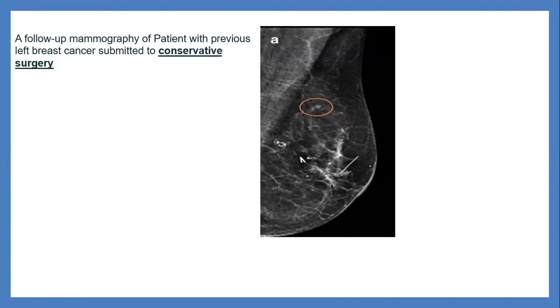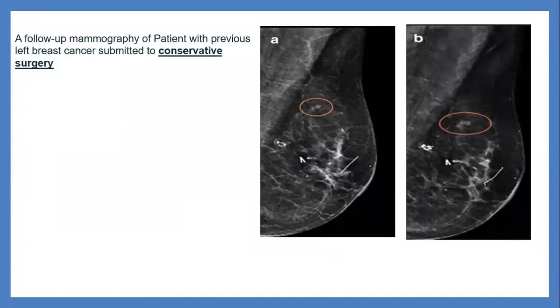So it can be recurrence, or it can be metastasis to an intramammary lymph node, or it can be a reactive lymph node. Yes, so I would like to see the previous images. If not available, I'd like to do an ultrasound for more characterization of this lesion.